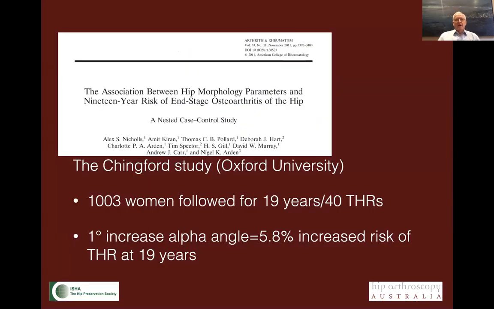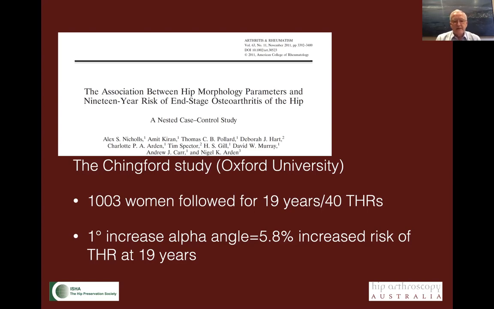Does this matter? Well, yes, it does, because there's an association which has been well shown in longer term papers between the presence of cam lesions particularly and the development of osteoarthritis. This is one such study which was done in the UK over a 19-year period. It was a group of women between the ages of 45 and 65 initially, who were studied particularly in regard to osteoporosis.